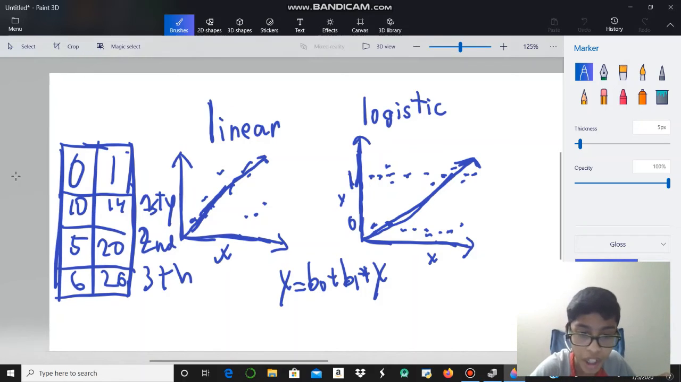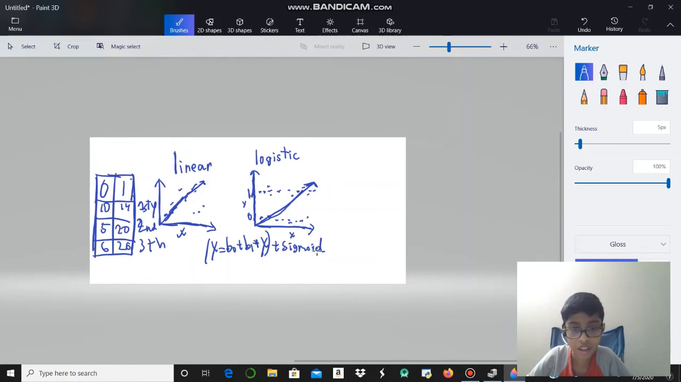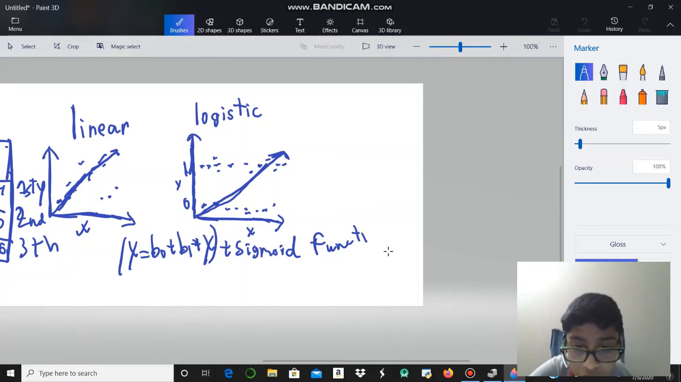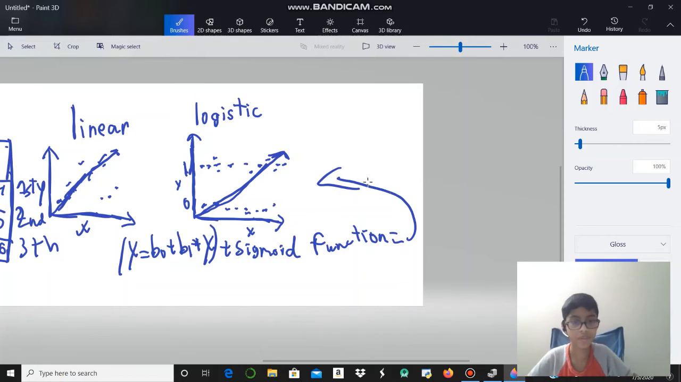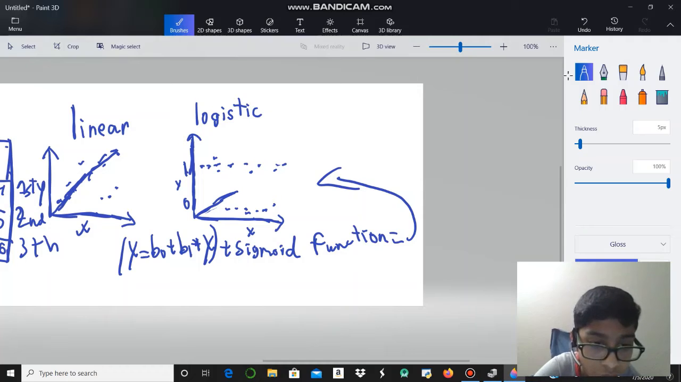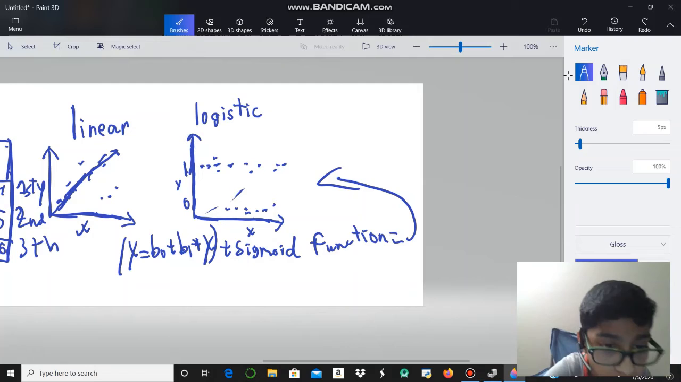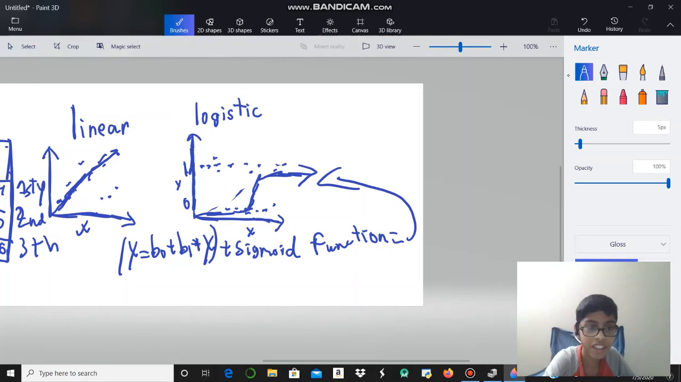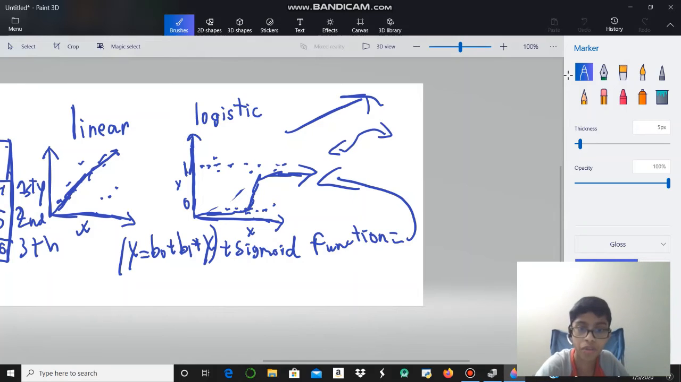So this is the line, but if you were to add this to a sigmoid function, you would get this sort of line. Let me just erase this line a bit. It would look something like this. Okay, so it looks something like this, guys. You get it? The line, instead of going straight, since there are only 2 answers, goes like this curve over here.